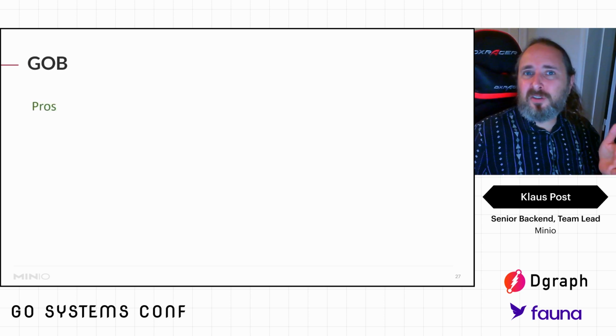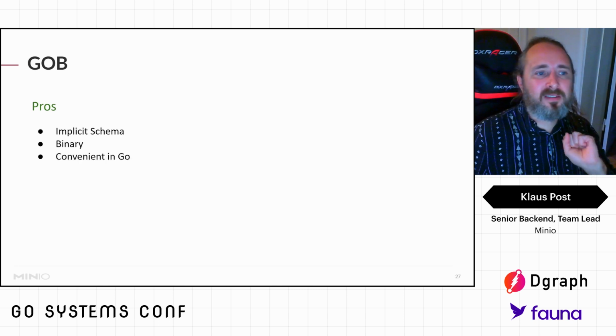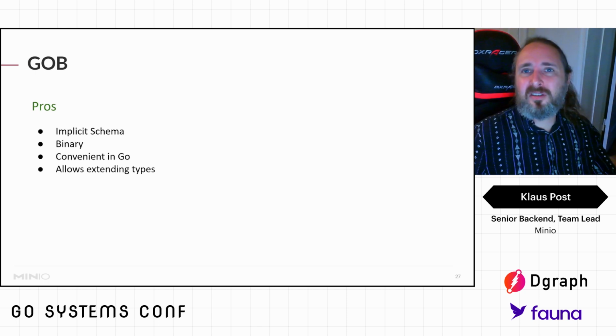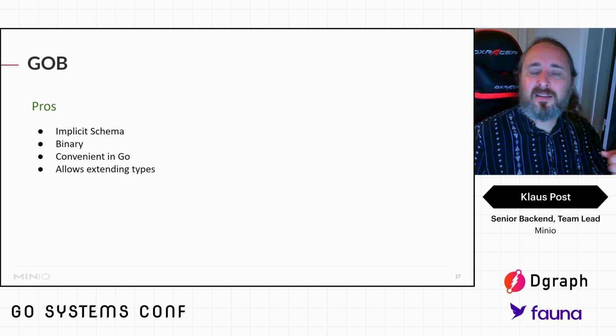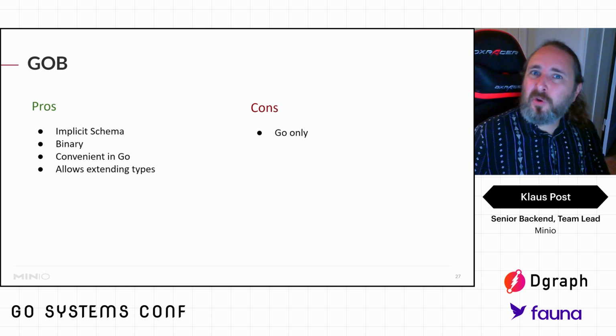GOB is an internal format in Go. It includes schemas with serialized data. It is a binary format, so it's rather compact. It is convenient and easy to use in Go, and it does allow you to extend the types, add new fields, and it will work as you expect. So the main con of this is that it's Go only.